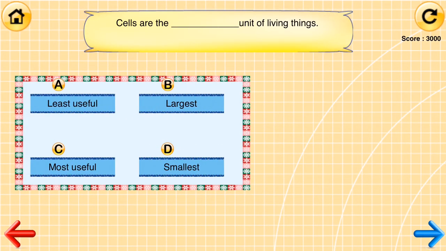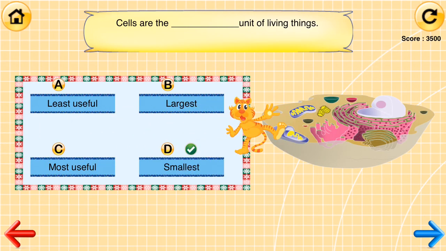Cells are the blank unit of living things. Least useful, largest, most useful, smallest. Good job. Smallest.